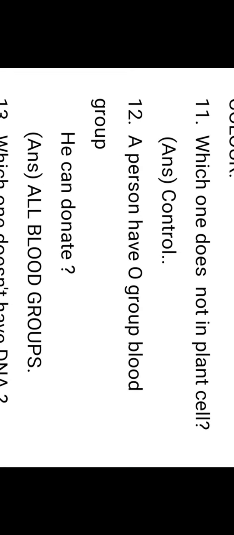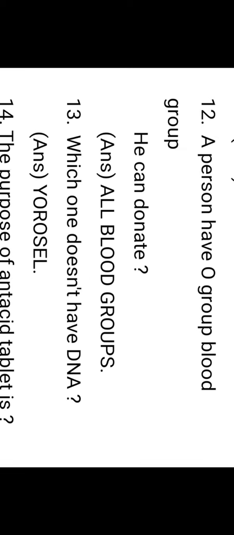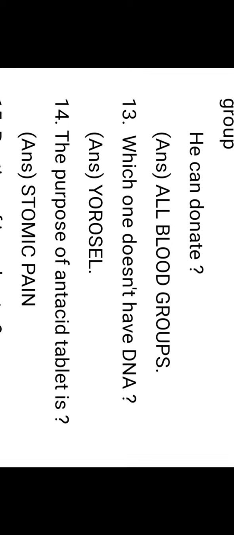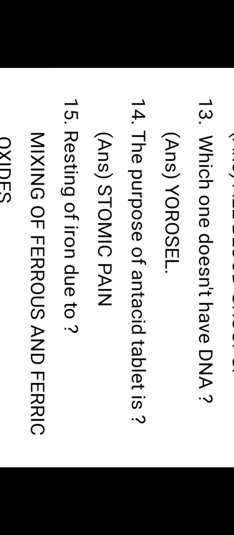The next question: which one is not in a plant cell? Centriole is not present in plant cells. A person with O group blood can donate to all blood groups. The next question: which one does not have DNA? Uracil. Uracil is not in DNA.